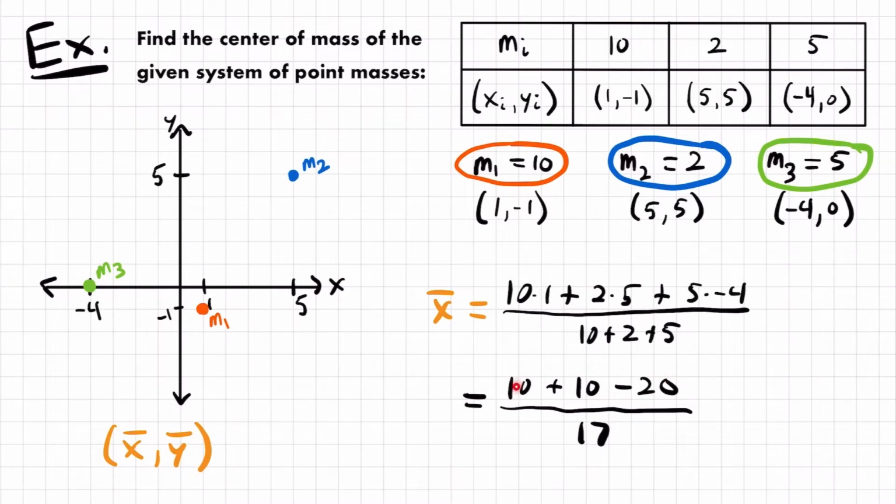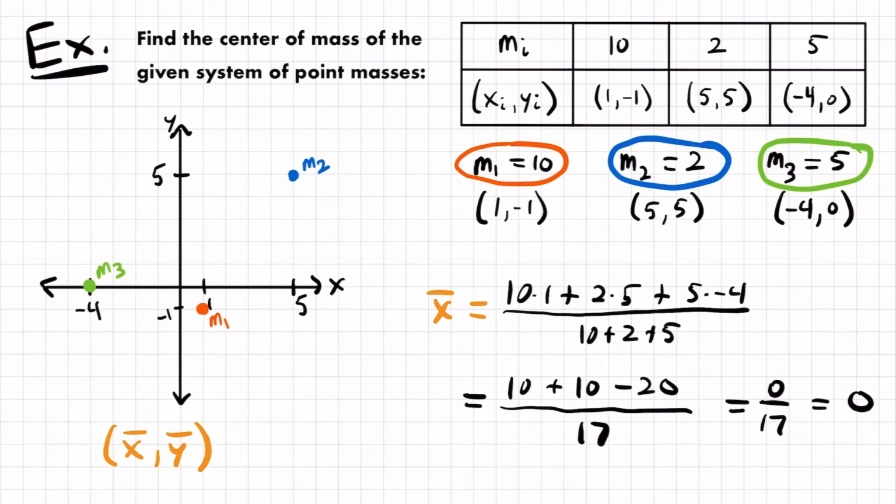Okay, and so in the numerator here, we have 10 plus 10, that's equal to 20, and then minus 20 is equal to 0. So this is equal to 0 divided by 17, and 0 divided by anything but 0 is going to be equal to 0, and so that's just equal to 0, which means that x bar, the x-coordinate of the center of mass, is equal to 0.